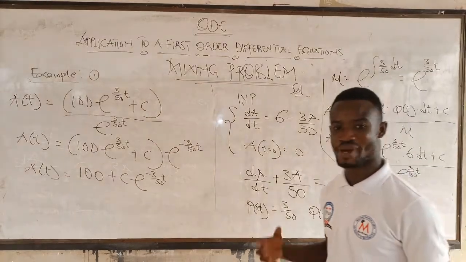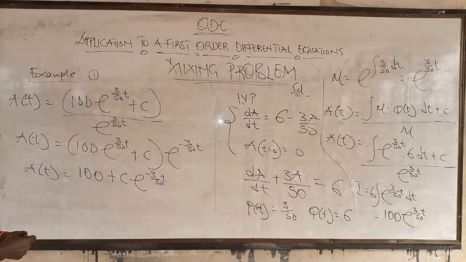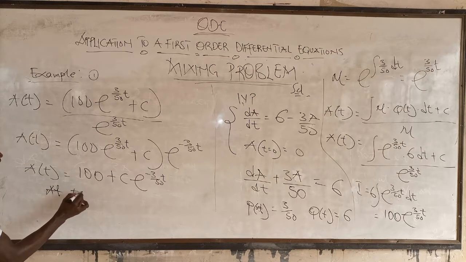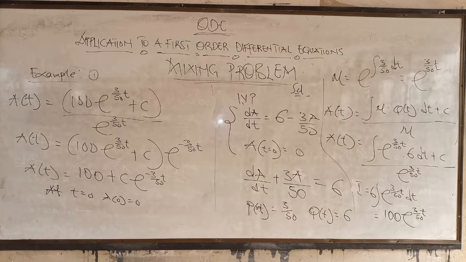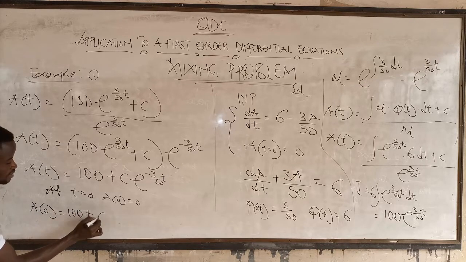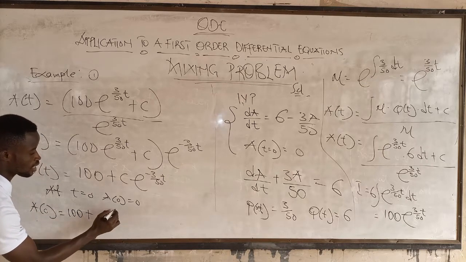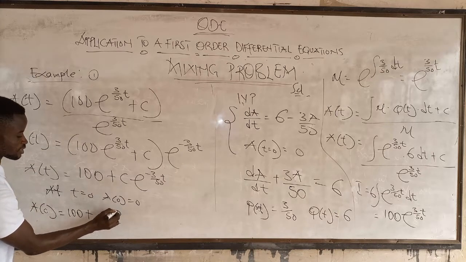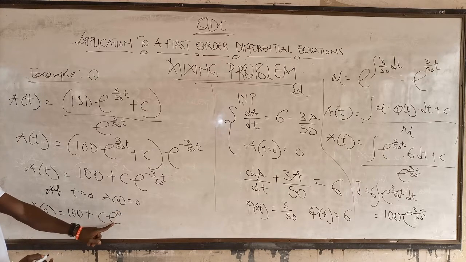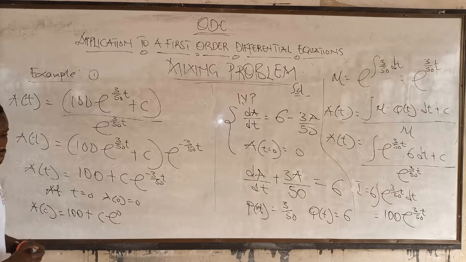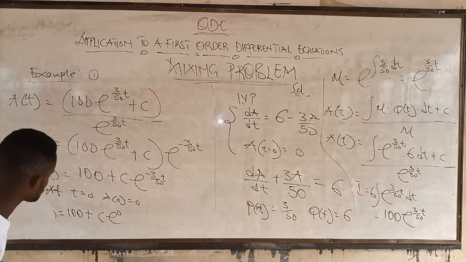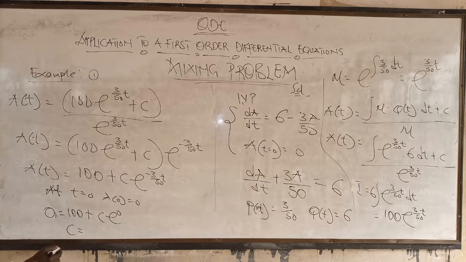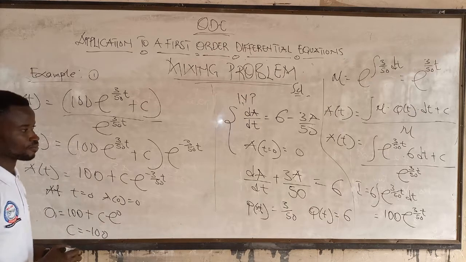But what we have here is a general solution. For you to get the particular solution, from the IVP you know that at t equal to 0, A of 0 is equal to 0. So by substitution, A of 0 is equal to 100 plus C e raised to the power. If t is 0, then the root of this is 0, and this number raised to 0 is 1. So we know that this is 0, therefore C will be equal to negative 100.